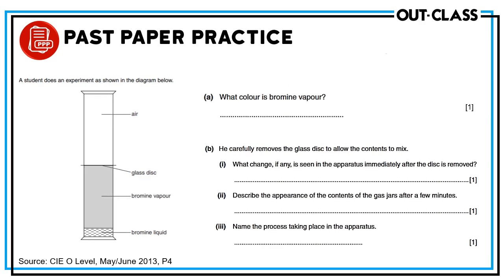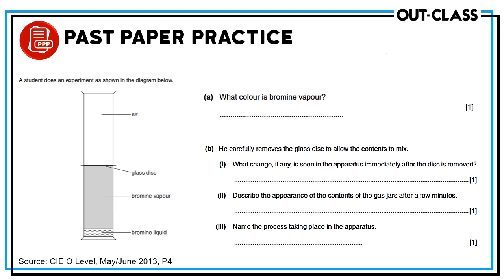Okay, another question. What color is bromine vapors? Brown. Normally this experiment comes with reference to two gases, bromine or nitrogen dioxide, and both gases are brown in color. Remember, nitrogen dioxide is brown, bromine vapors are also brown.